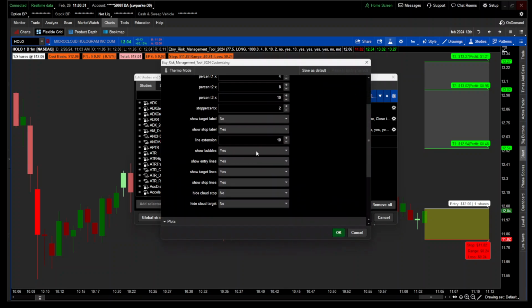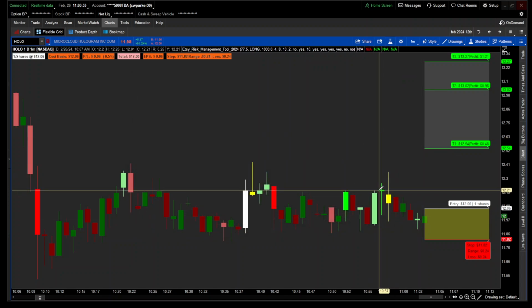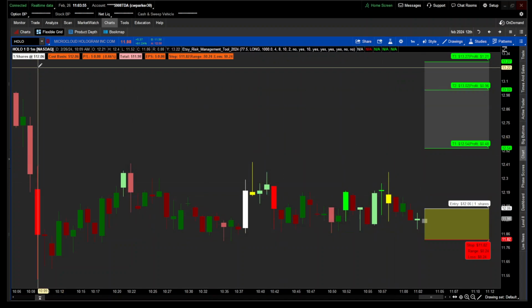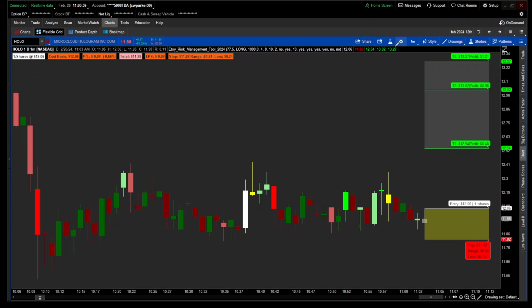You can see show bubbles, show entry lines, show target lines. So the entry line is that white line. Your target lines are the green lines. Your stop line is that red line. Stop cloud is that yellow cloud right here. And your high cloud target are those green lines right there. So those are the features of this indicator. I'm really proud of the way I designed the labels and the other effects in there.